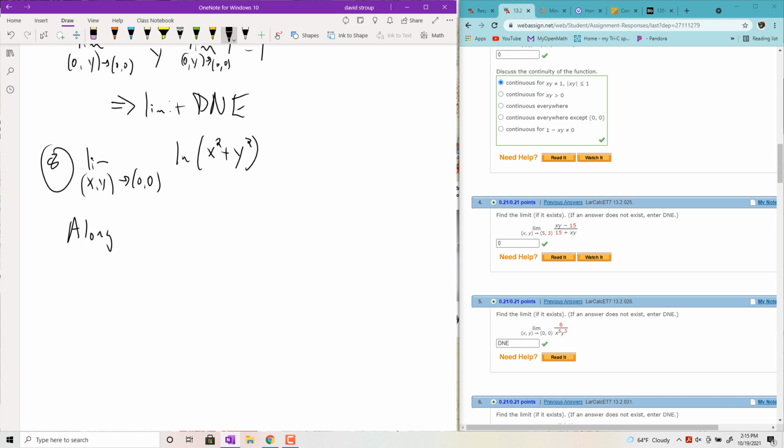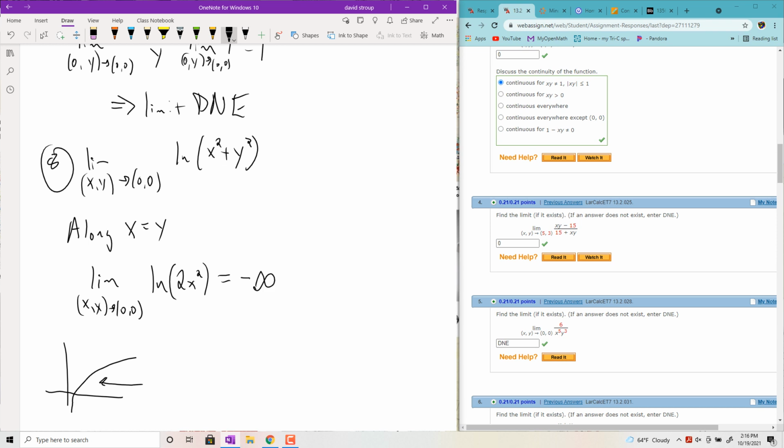Trying the approach x equals y, we would have the limit of x, x going to 0, 0 of the natural log of x squared plus x squared, which would be 2x squared. And if you think about the natural log, as the x values go to 0, the y values are going to go down to negative infinity. So this thing would equal negative infinity. If you can find any approach that goes to infinity or negative infinity, we just say that the limit does not exist for now. So in this case, the overall limit does not exist.